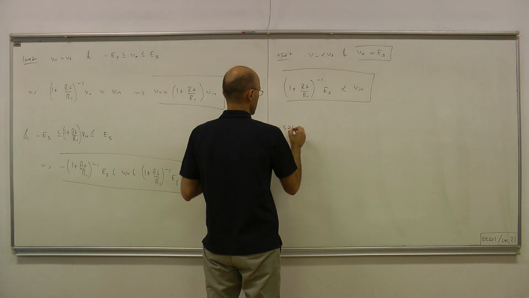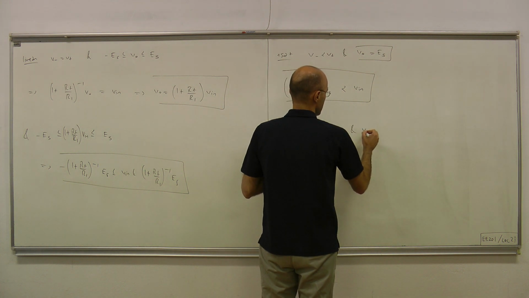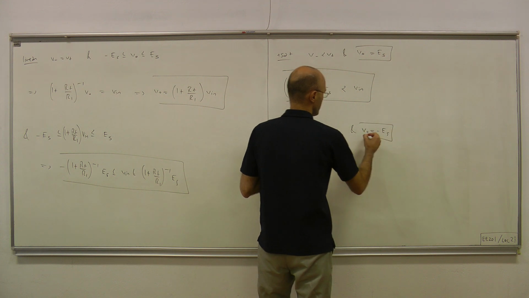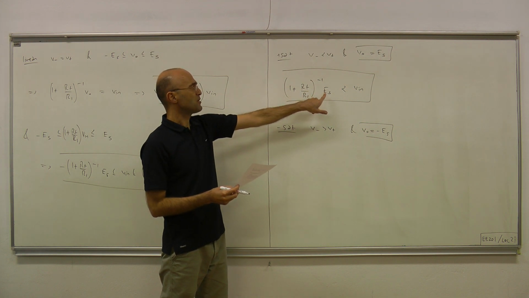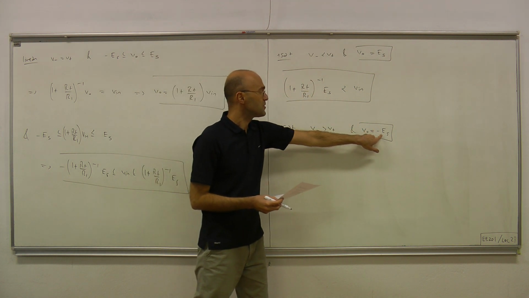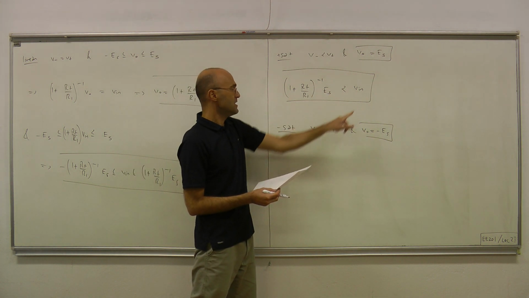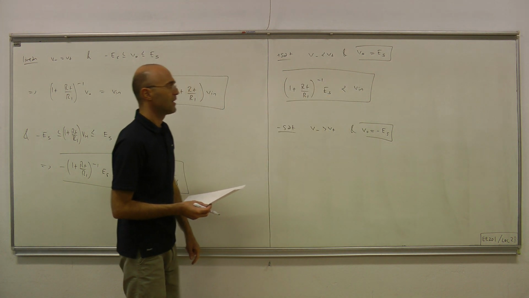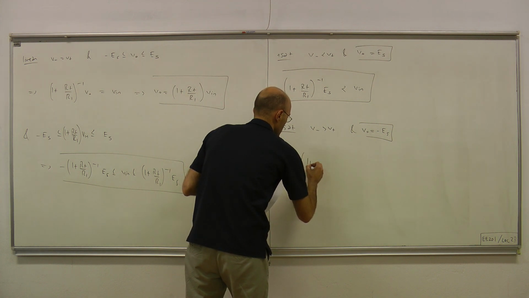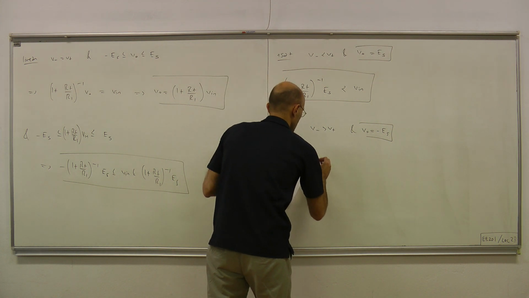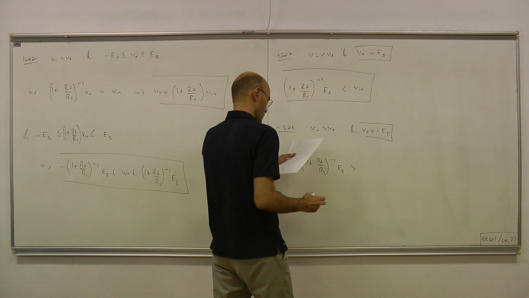And similarly for the negative saturation region, V minus has to be greater than V plus, and V out is fixed at minus ES. Okay, V minus is this times V out, and V out this time is minus ES. And that should be greater than V in, V plus, and V plus is V in, and that gives us our condition: minus (1 plus RF over R1) inverse ES greater than V in.